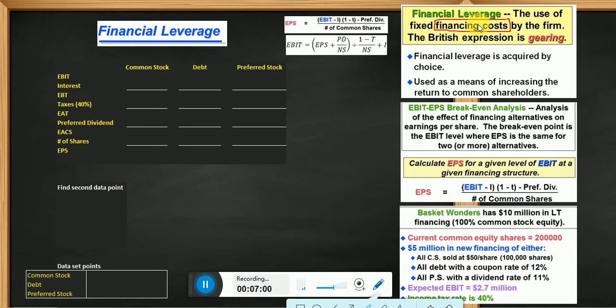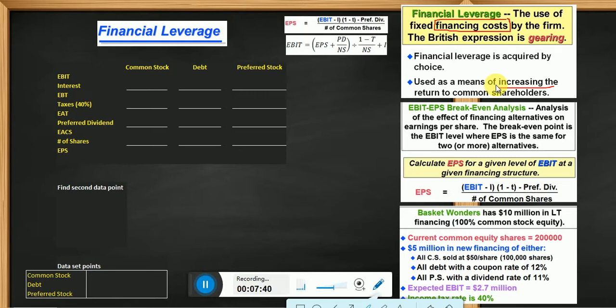shareholder. So dear students, the financial leverage is acquired by choice. This is another point. When you raise a loan, that is a choice. You're not obliged, and it is not necessary. Whatever source you select for financing, you have a choice there. It is used as a means of increasing the return to common shareholders, and that is what I'm explaining here in the financial leverage. The financial leverage is used for what? For increasing the return to common shareholders, right?